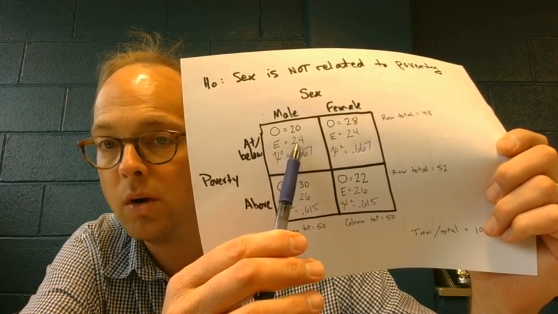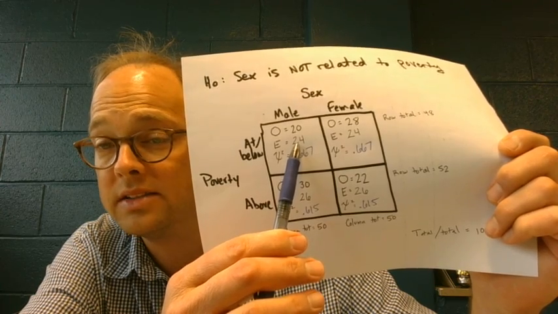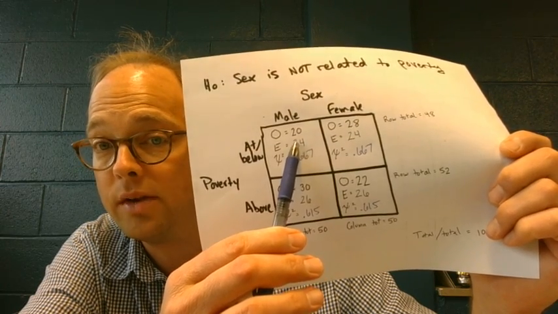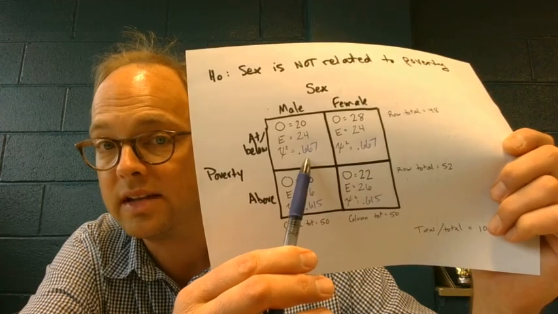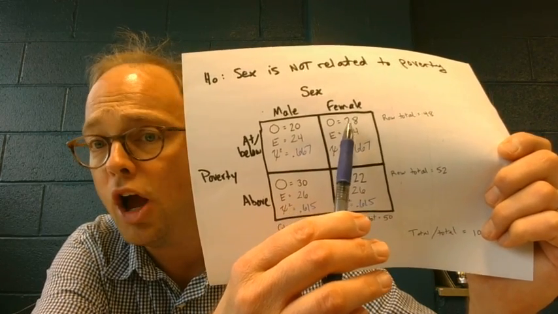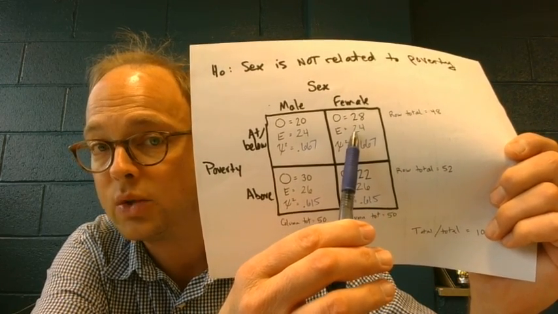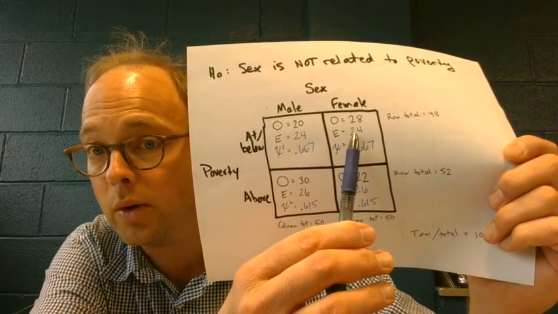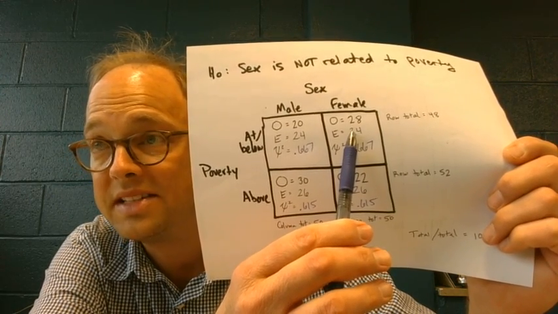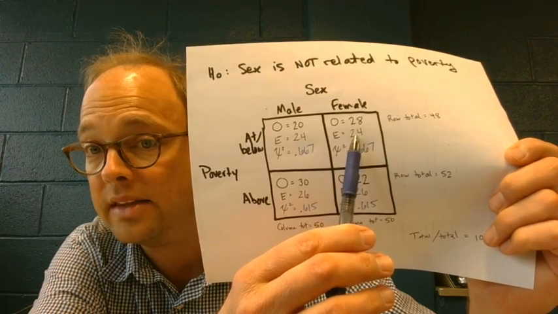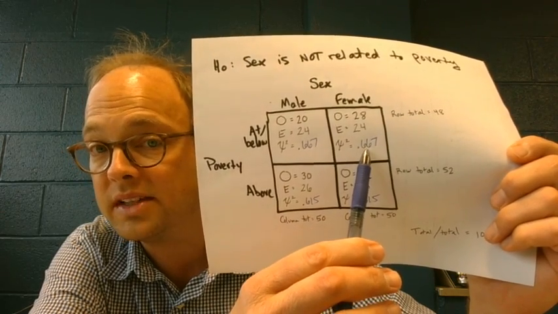20 minus 24 is negative 4. Squared is 16. 16 divided by 24 is 0.667. Likewise here, O minus E squared. 28 minus 24 is 4. 4 squared is 16. 16 divided by E, in this case 24, is 0.667.